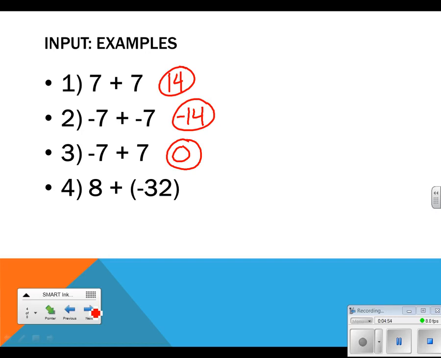Now, I changed it up a little bit. Instead of just having 7s, 8 plus negative 32.